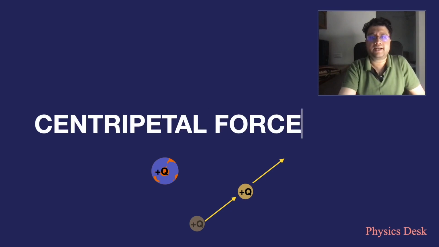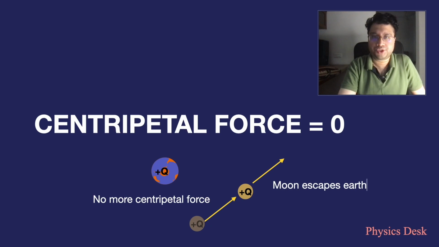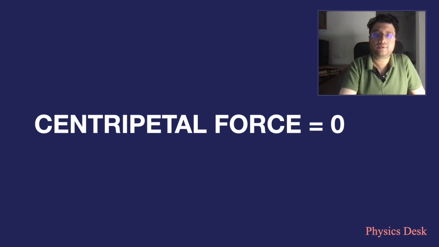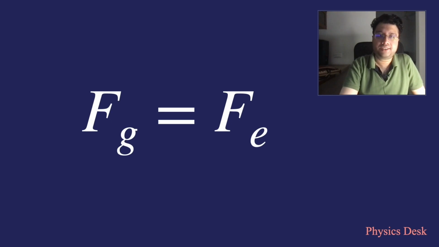The basic condition required for any object to escape orbital motion is that the centripetal force acting on it must be reduced to 0. So the centripetal force here acting on the Moon, which is caused by Earth's gravity, should become 0. Simple. So for that, the gravitational force should be equal to the electrostatic force.